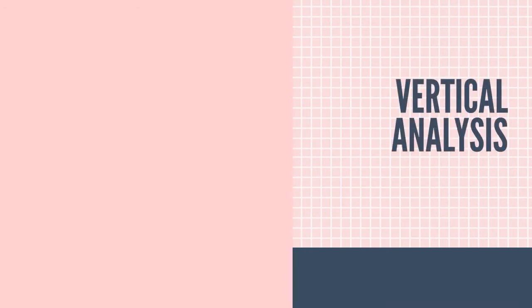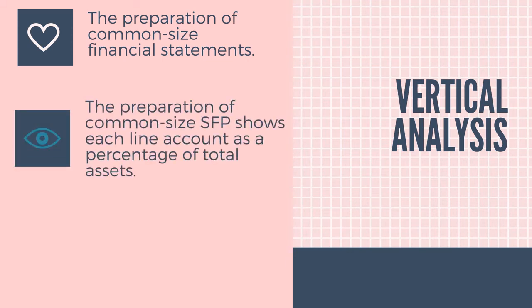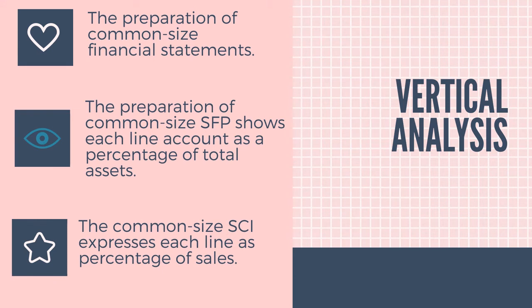Another tool we can use is vertical analysis. Vertical analysis is the preparation of common-size financial statements. It is a technique that expresses each financial statement line item as a percentage of a base amount. For SFP, the base amount used is total assets. On the other hand, net sales is used as base amount for the statement of comprehensive income.